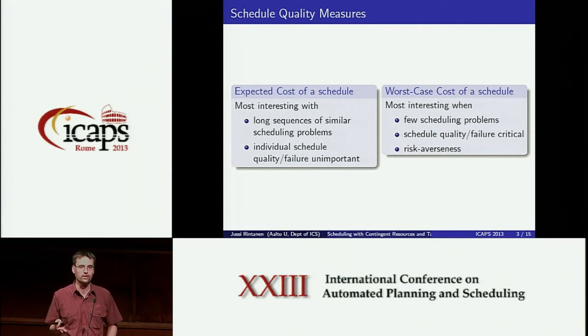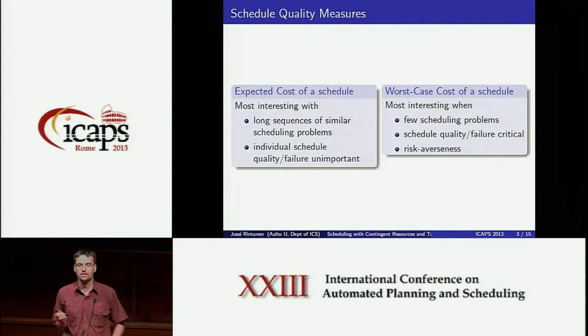So of all the executions of a schedule, we are looking at the worst possible scenario that might happen. So how bad might it be? Given this schedule, how bad might the result be, considering all the possible failures and delays and so forth. This is more interesting when, for example, you have only one problem at hand, not a long sequence of problems, and it's very critical that you get your schedule executing your specific case very well. So you might not care that the failure is unlikely, but if you want to really guarantee that things go well, you have to look at the worst case costs.